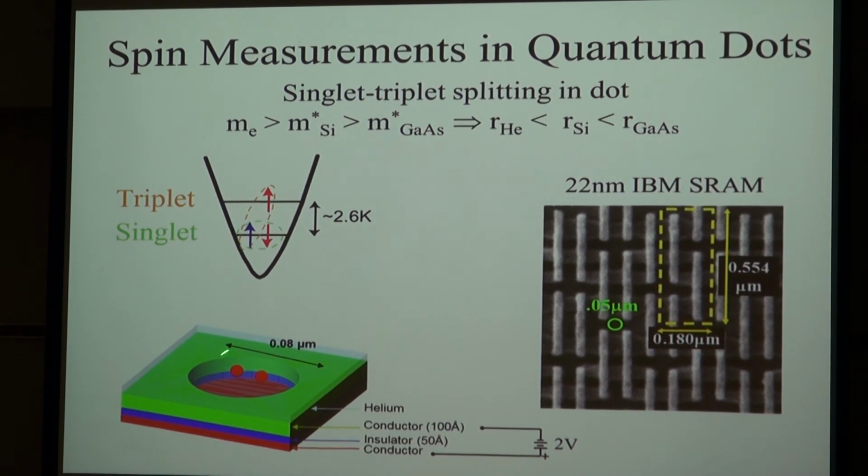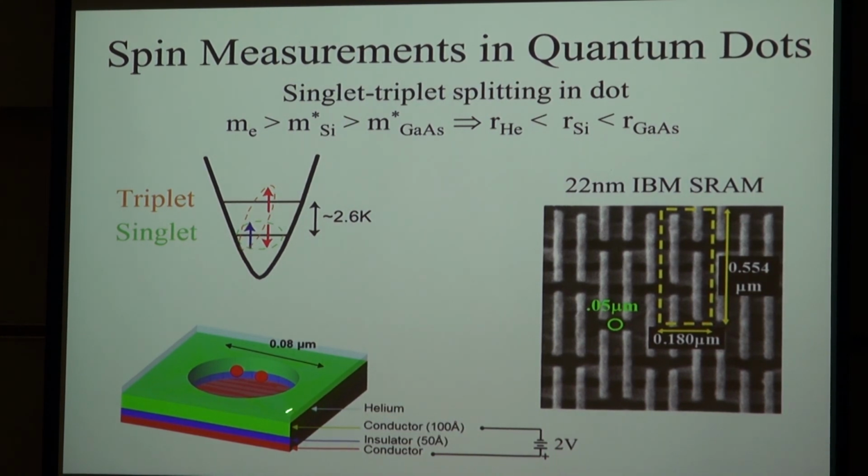What we've shown in calculations is that if you have 0.08 microns, so a little under a tenth of a micron, and here are the voltages you put, which we think are reasonable voltages for this system, you can get a splitting between the singlet and the triplet of about 2.5 Kelvin, which, if you're working in a dilution refrigerator, makes it easy to sort those two by energy.